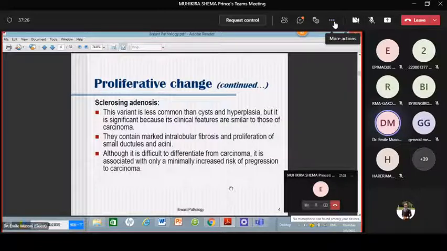There is another tumor called sclerosing adenosis. On the microscope, when you are young in pathology, you can say this is a carcinoma. Whereas it is not a carcinoma, because it can mimic a carcinoma, even clinically and macroscopically. It is less common than cysts and hyperplasia. But the problem is the clinical and microscopic features are similar to carcinoma. This is why we pay attention to sclerosing adenosis.